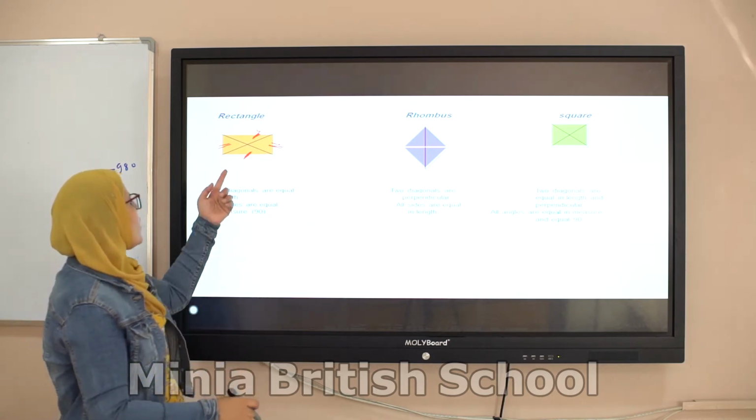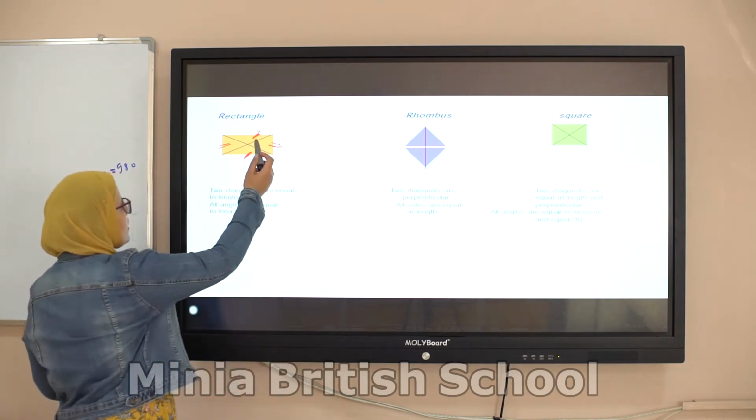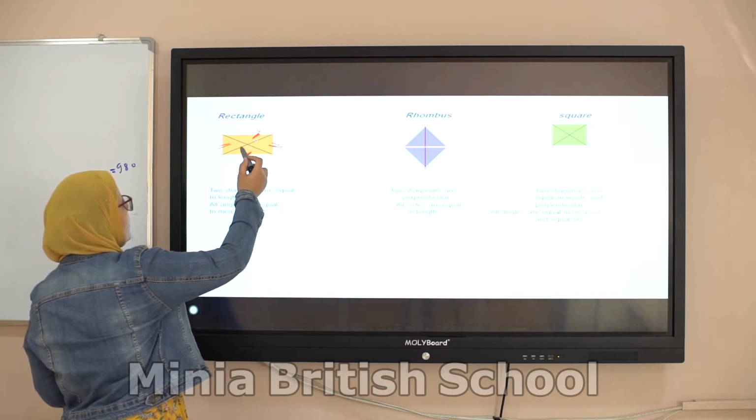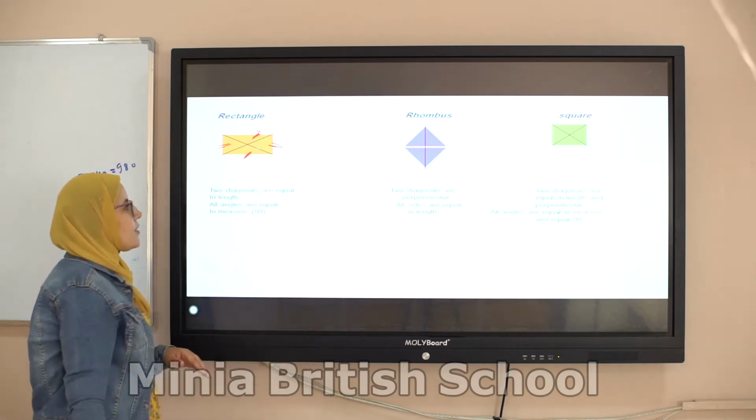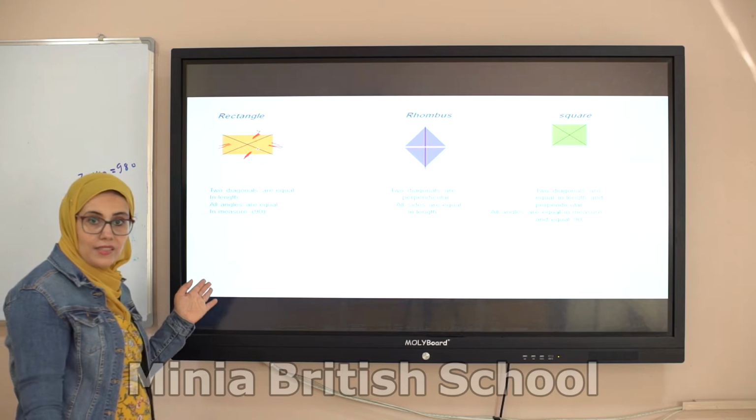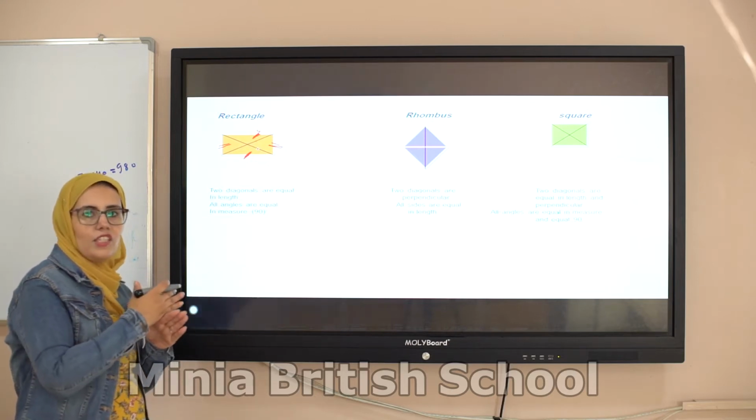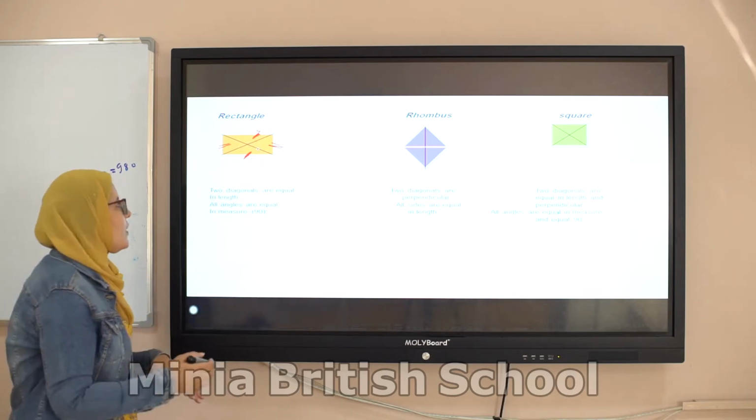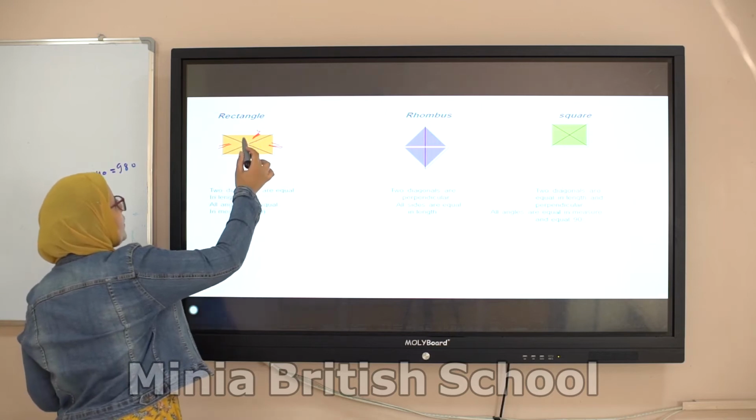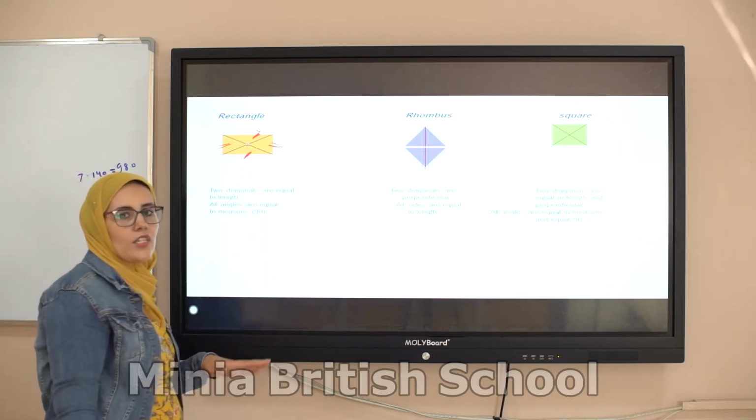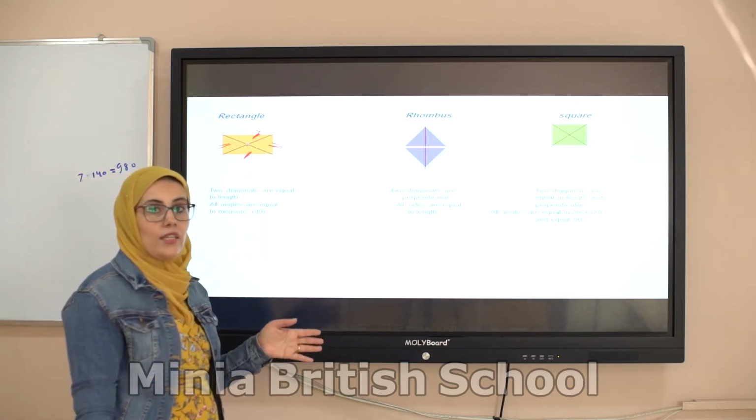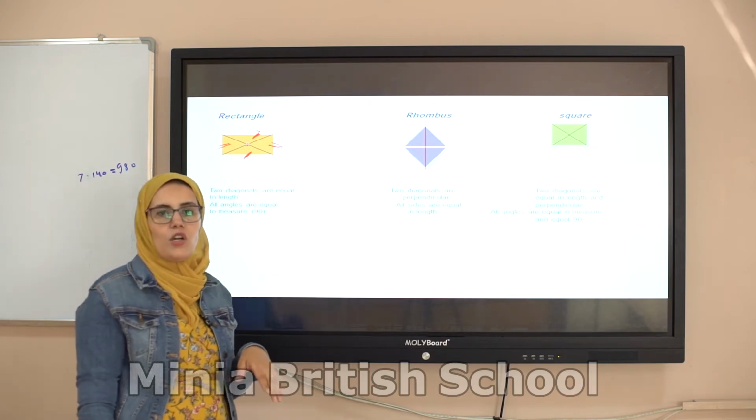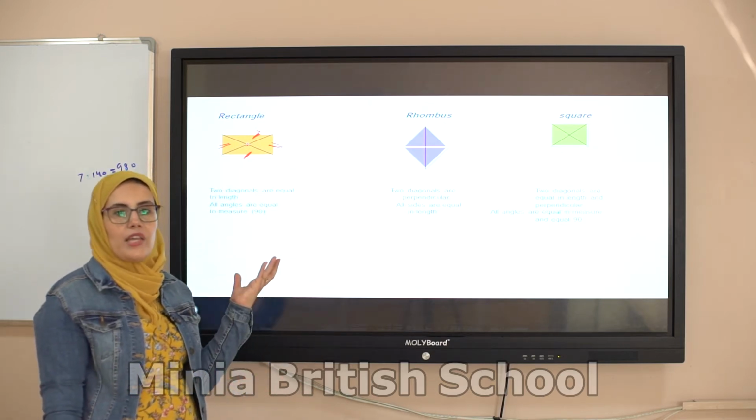What about the diagonals? These are the diagonals, this diagonal and this diagonal. The diagonals here are equal in length and bisect each other, here at this point. So the diagonals of the rectangle are equal in length and bisect each other. This is the property of the rectangle.